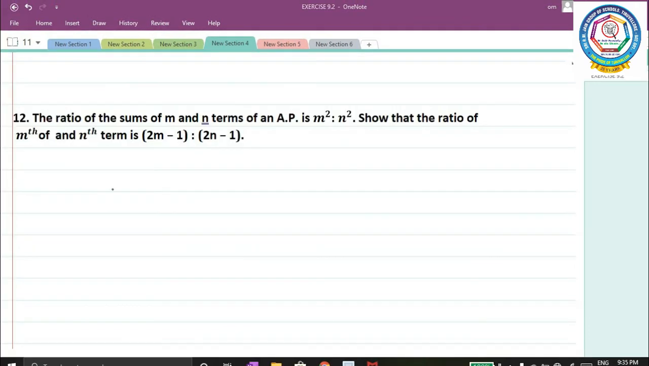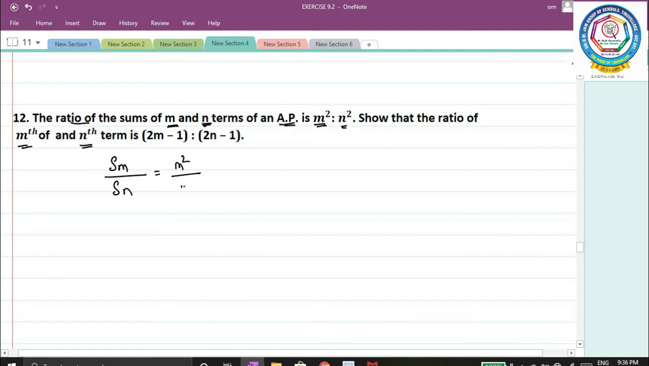The ratio of the sum of m and n terms of an AP is m square is to n square. Then show that the ratio of the mth term and nth term is 2m minus 1 is to 2n minus 1. We have to prove. So what is given? The ratio of the sum of m and n terms is given, that is, sum of m terms. The ratio can be written in fraction form: sum of m terms by sum of n terms is equal to m squared by n squared.